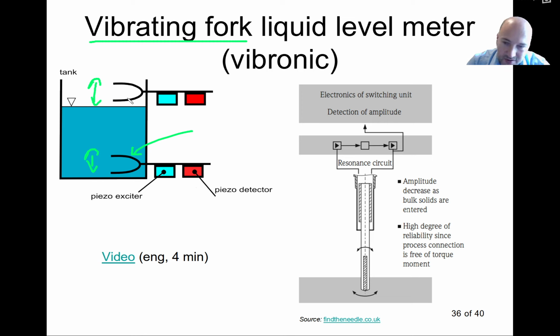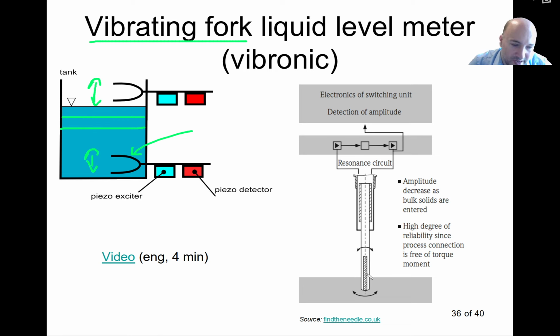You can see here on this picture that this is really like a point level detector. So the sensor on the bottom is telling me, okay, the tank is not empty, and the sensor on the top is telling me the tank is full or it is not full. So I cannot tell if the liquid level is like here, or like there. I can only tell that the tank is empty or not, or if it's full or not.